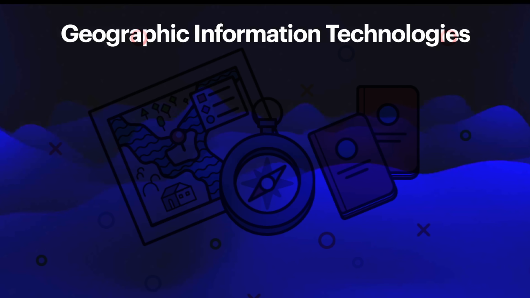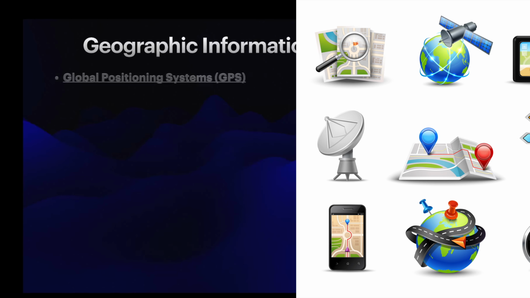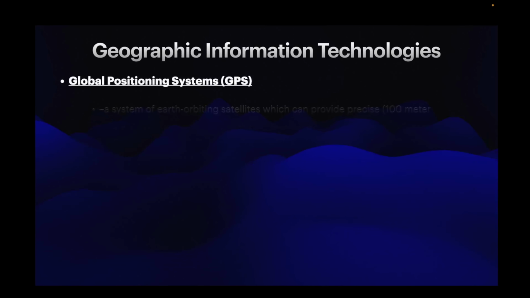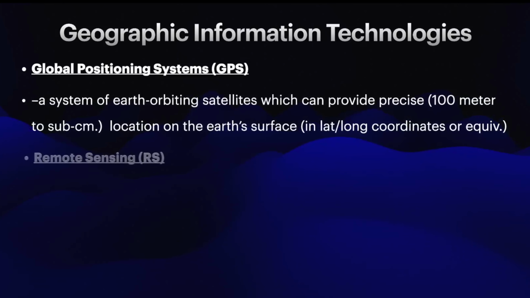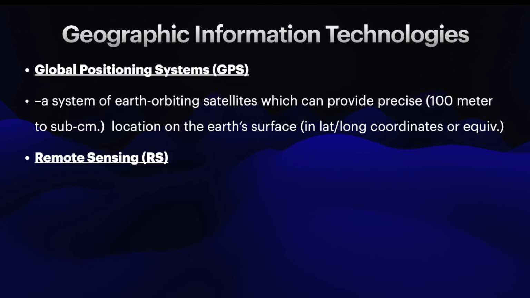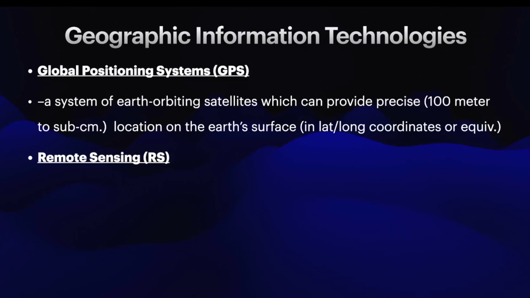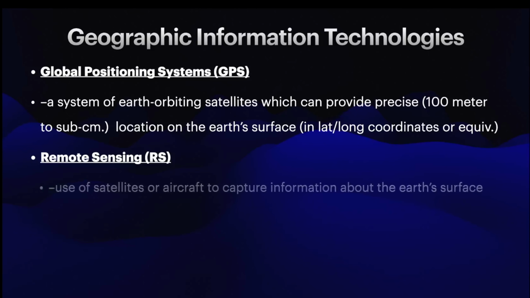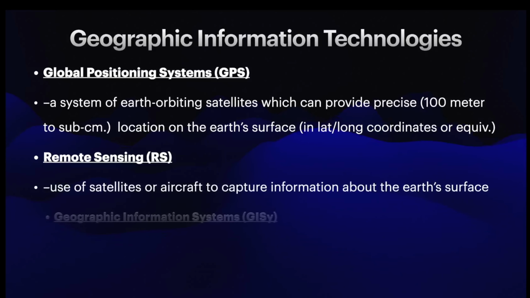Before we jump into the QGIS software, let us first understand some basic concepts. Geographic information technology consists of global positioning systems, remote sensing, and GIS, the geographic information system. So these three things make up the geographic information technologies.